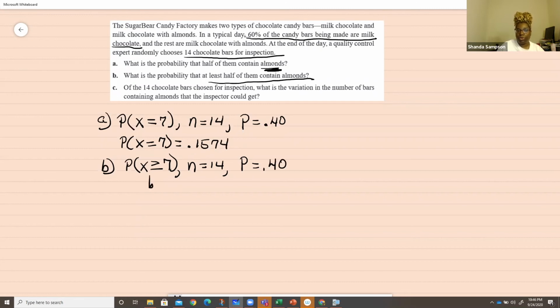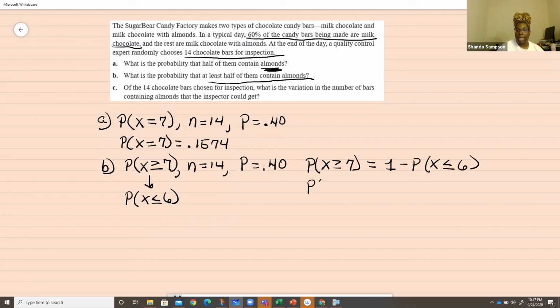Remember, we have to use what? The complement. So the complement of this is x is less than or equal to, because that's the only thing we can put in the calculator, 6 and below. The probability that x is greater than or equal to 7 equals 1 minus the probability that x is less than or equal to 6.